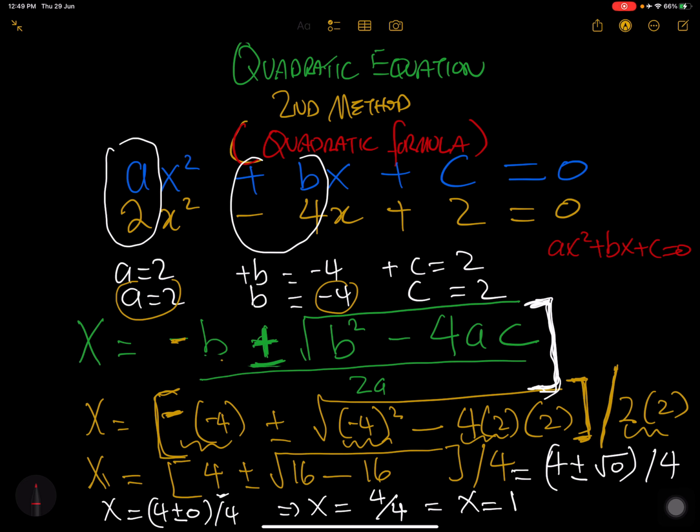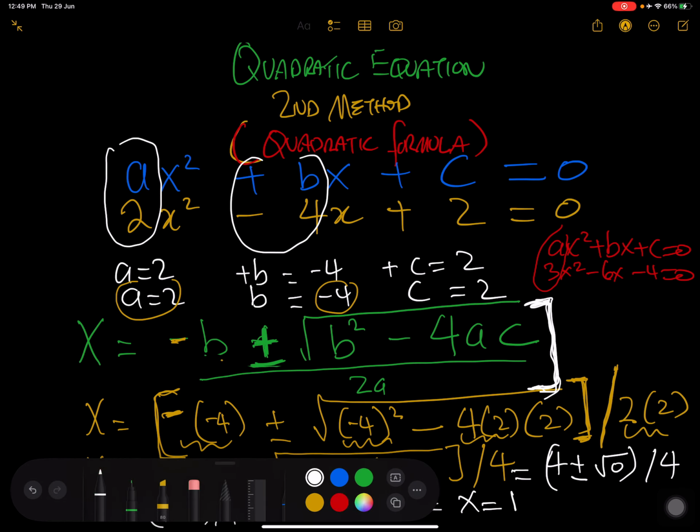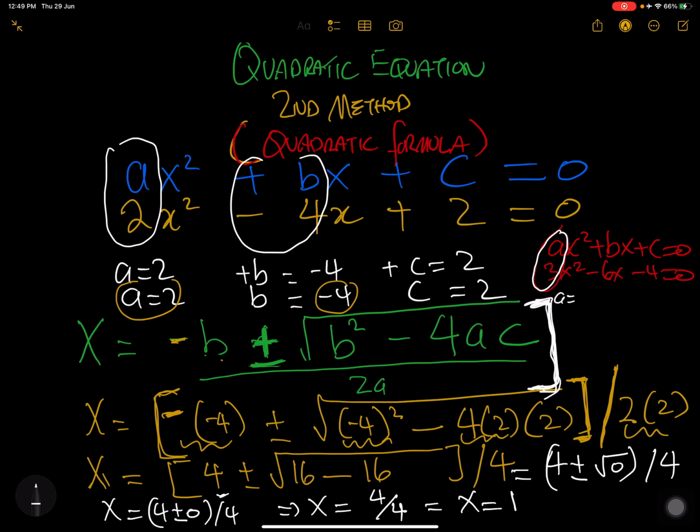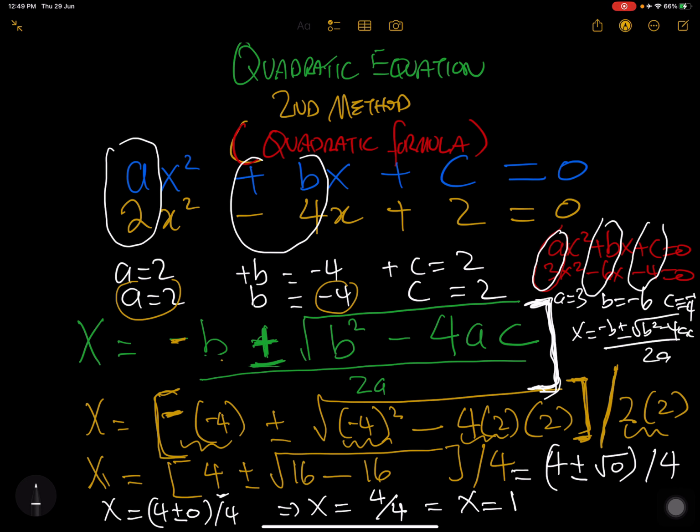Then the problem you are presented with, let's say 3x squared minus 6x minus 4 is equal to 0, we can tell that a is 3, b is negative 6, and c is negative 4. Then you can put in the values. You write the formula down, negative b plus or minus the square root of b squared minus 4ac, all over 2a, and then you substitute the values of the variables, and then I think you're good to go.